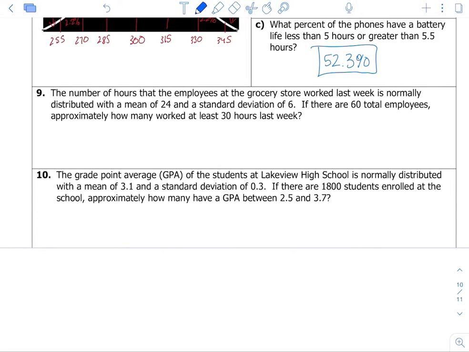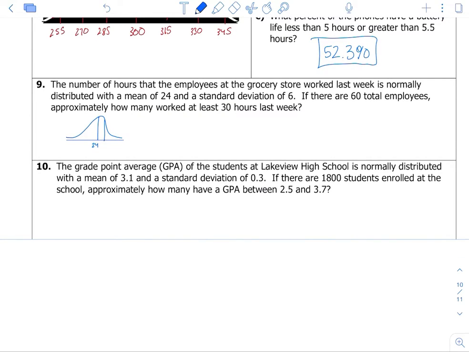So basically, I'm going to draw it. So if this is the 24 mark, and this is 24 hours, so this mark would be 30, because that's one standard deviation away this way. This is 18, that's one standard deviation away this way. So it says how many worked at least 30 hours last week. So here's that mark, the mark that you'll be dealing with. And since it says at least, it's talking about all of this percentage over here.